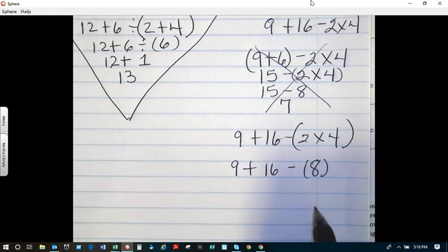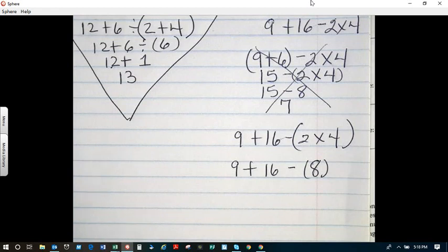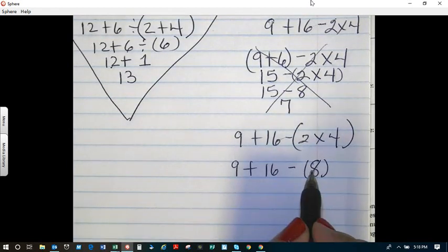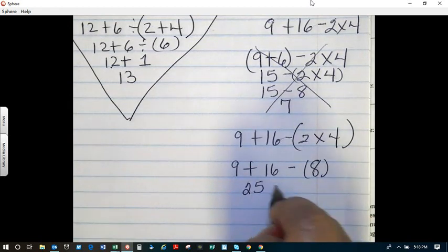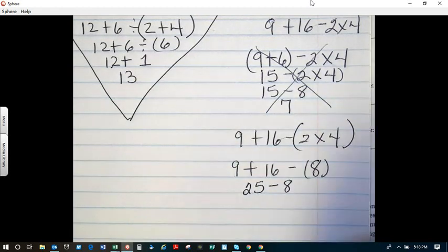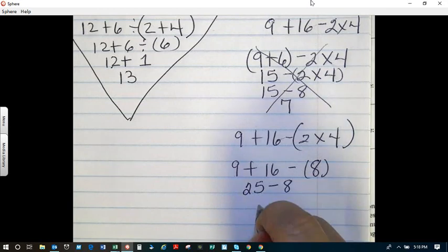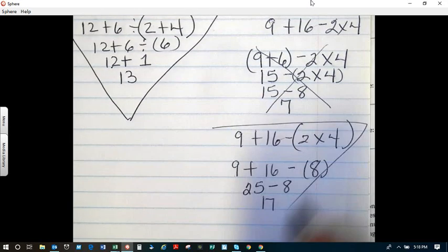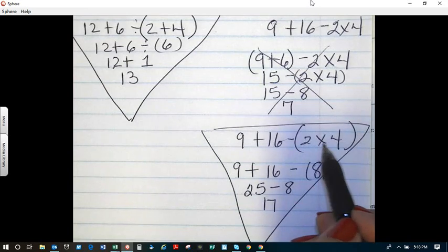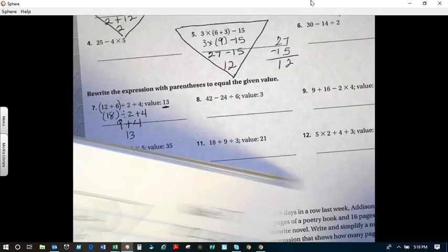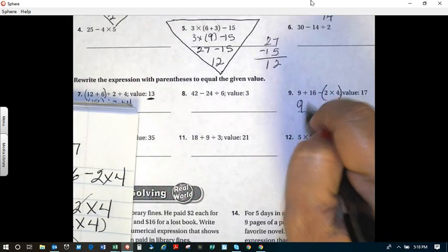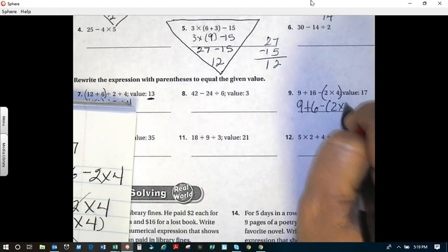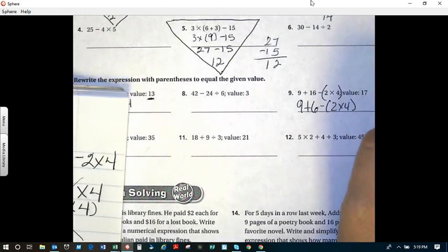Okay? And now, order of operations. There is no multiplying or dividing, but there is adding and subtracting. So I need to go straight across. What is 9 plus 6? 15. Very good. 15 minus 8. So I need to take 8 away from 15. It gives me 7. Very good. So the parentheses will go around the 2 times 4. So I'm going to make that mark right here. So it's 9 plus 6 minus 2 times 4. And that gives me 17.